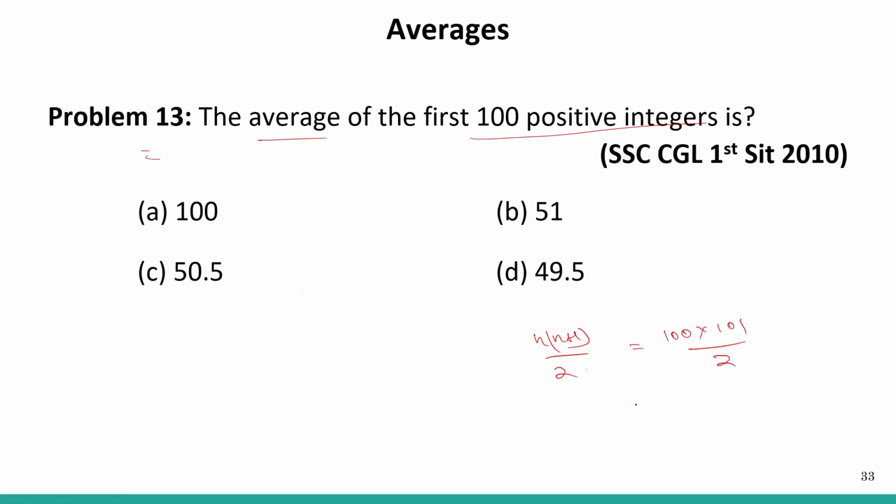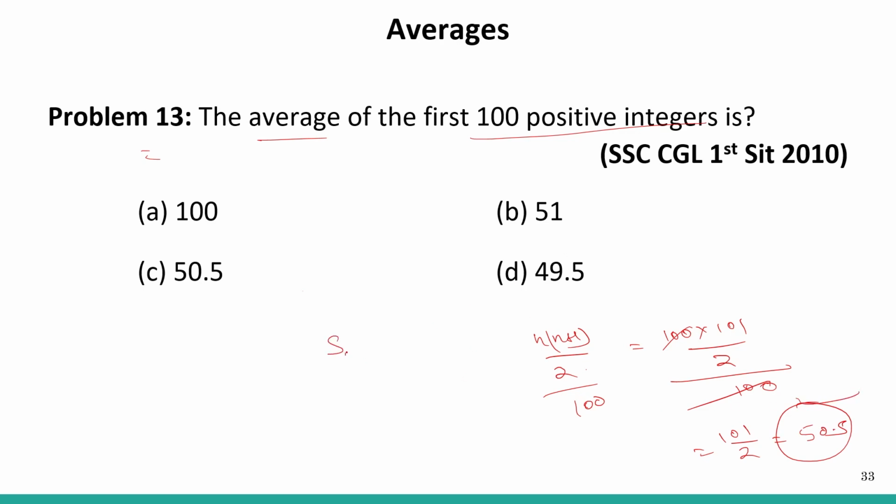This is the cumulative sum. What we have to do is divide it by 100, right? So dividing it by 100, what we are left with is 101 by 2, which is equal to 50.5. So 50.5 will be the correct answer.